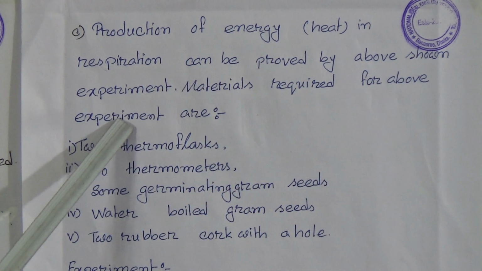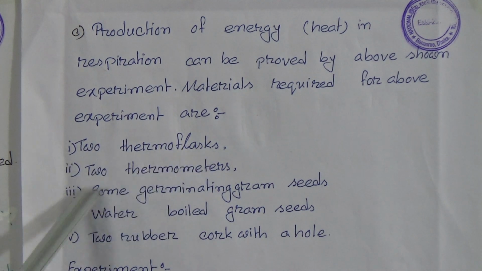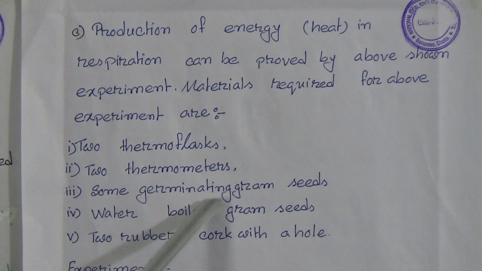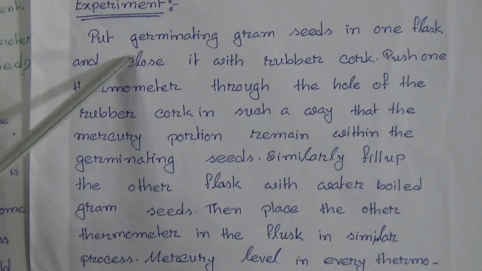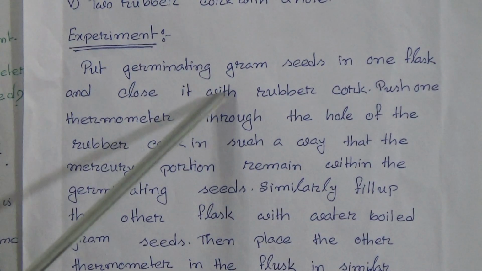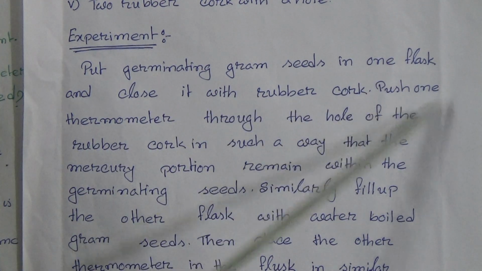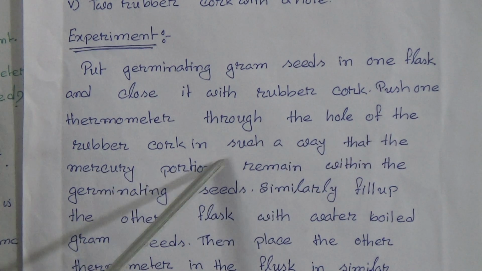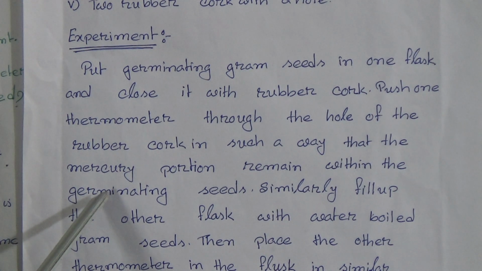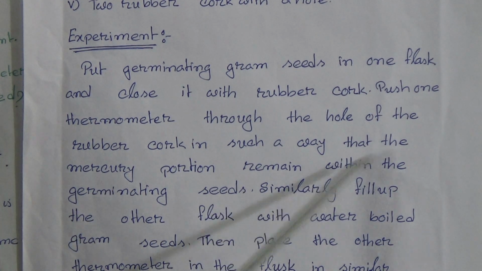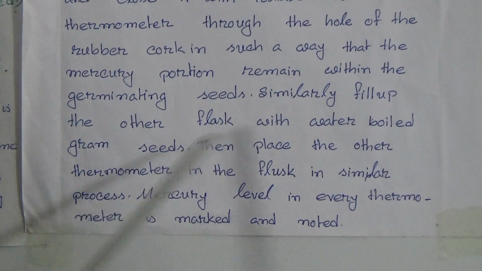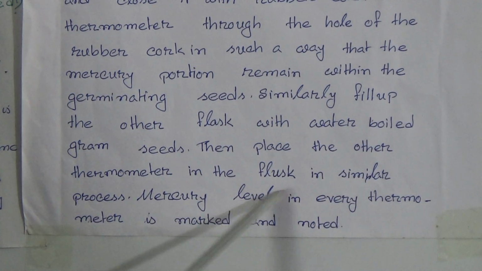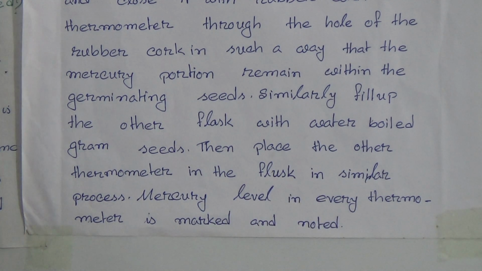Materials required for the above experiment are: number 1, 2 thermoflasks; number 2, 2 thermometers; number 3, some germinating gram seeds; number 4, water boiled gram seeds; number 5, 2 rubber corks with a hole. Now the experiment. Put germinating gram seeds in one flask and close it with a rubber cork. Push one thermometer through the hole of the rubber cork in such a way that the mercury portion remains within the germinating seeds. Similarly, fill up the other flask with water boiled gram seeds. Then place the other thermometer in the flask in a similar process. The mercury level in every thermometer is marked and noted.